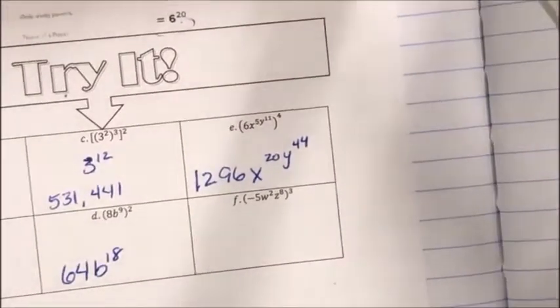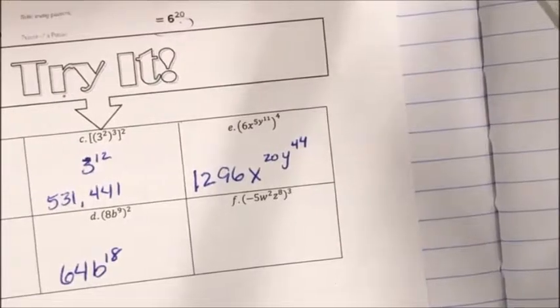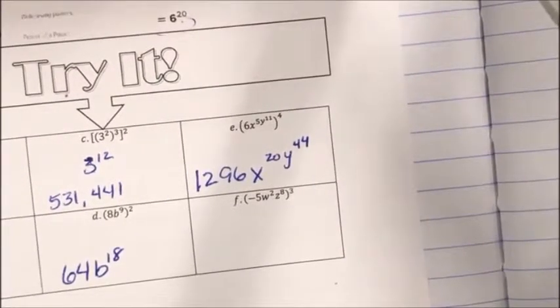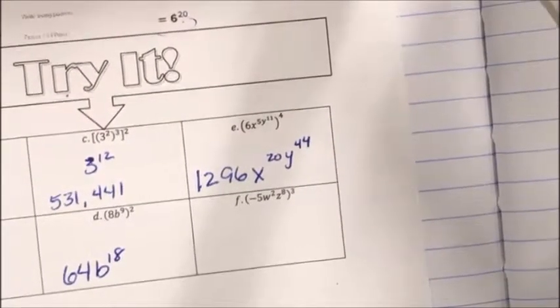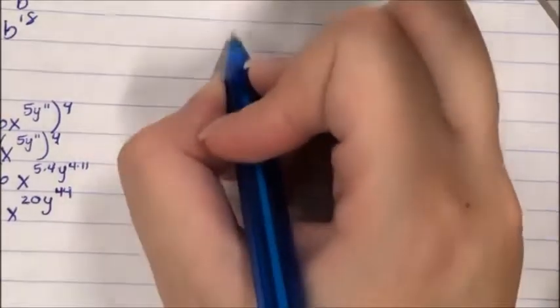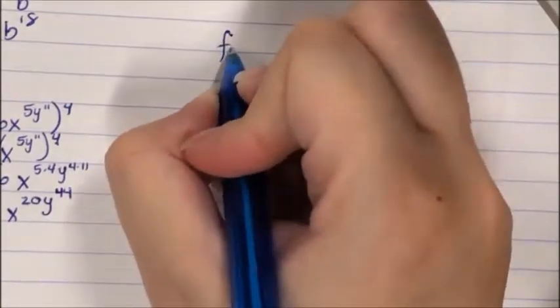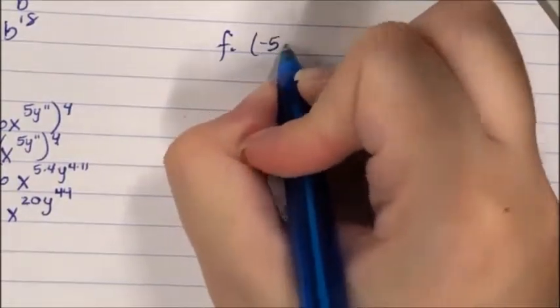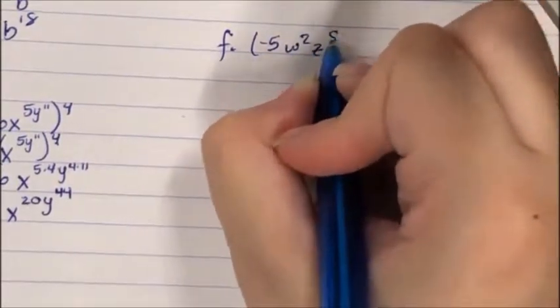Okay. So then I have f. I have negative 5w squared z to the 8th, cubed. So all of that is cubed. So I'm going to come over here to my workspace. Notice it's really nice to have that workspace. That's why I give you that blank page to work on.